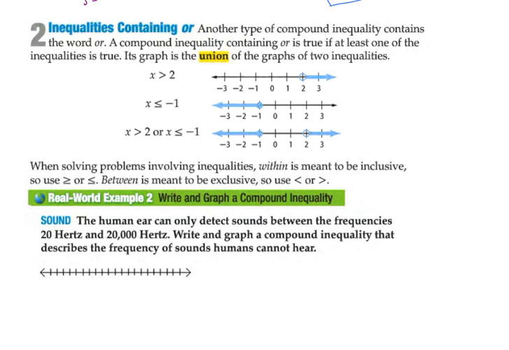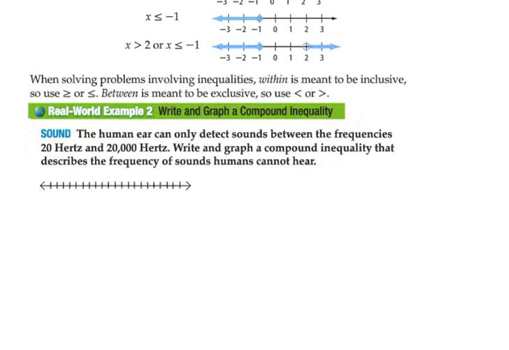When solving problems involving inequalities, within is meant to be inclusive, so that is the greater than or equal to, less than or equal to, and between is meant to be exclusive. Okay, so just kind of a nice little hint when we're doing real world type of problems, which is what we're going to see right here. It says the human ear can only detect sounds between the frequencies of 20 hertz and 20,000 hertz. So with that, I'm actually going to write that out. So we can hear between, so between, remember, is meant to be exclusive. So we can hear greater than 20 and less than 20,000.